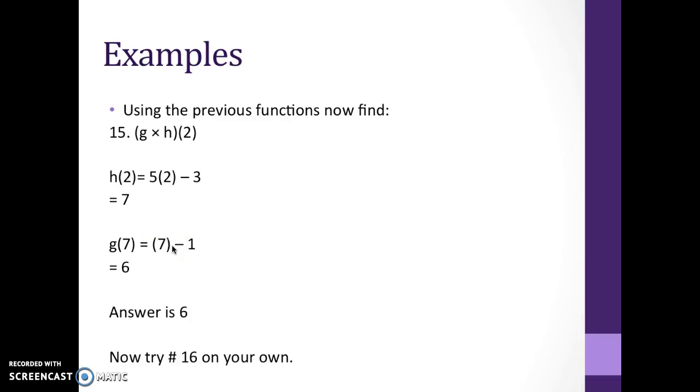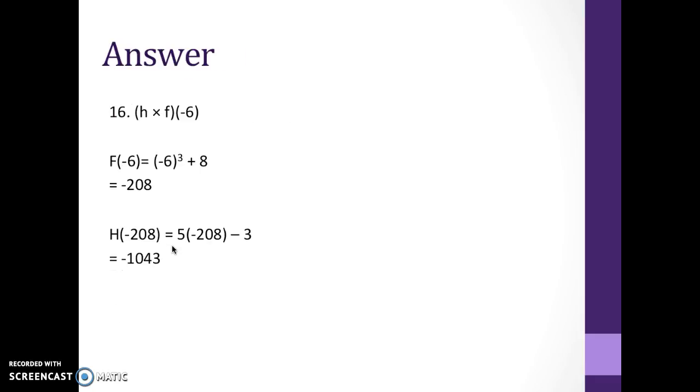Now, if you would, try number 16 on your own. Here's the answer to number 16. I walked you through it so you can get a better idea of where you might have made a mistake if you didn't get the same answer as I did.